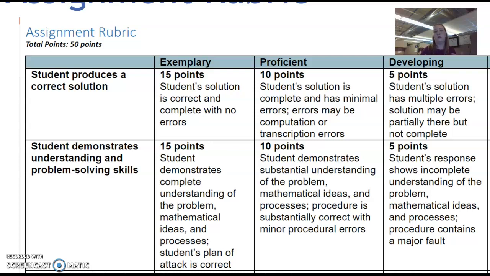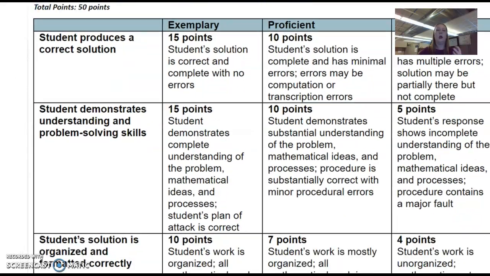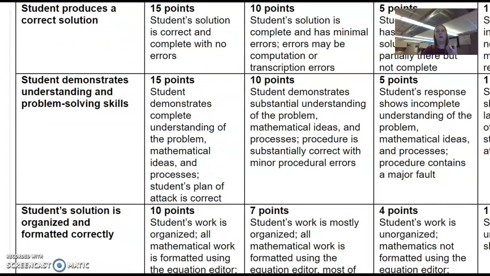Then we have: student demonstrates understanding and problem solving skills. Basically, did you understand what steps you need to take? So it's possible to get full credit here, even if your answer is wrong, because it's possible that you made a small error, but you understood what you needed to do. You knew the right steps, you did them in the right order, you had that understanding, maybe you just made a sign error or something.